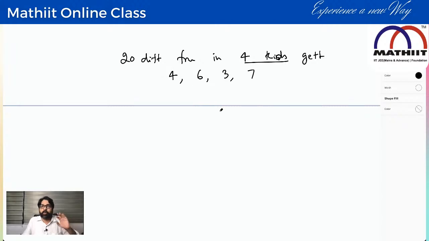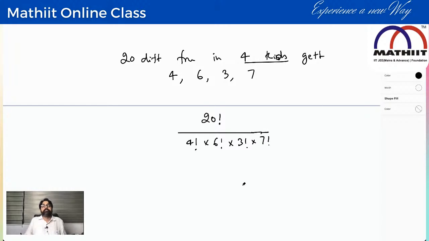So what will I say? First thing, grouping anyhow you have to do. So let's do grouping first, means just make packets of the fruits. 20 fruits were there in one bag. I make 4 packets. In how many ways can I make 4 packets so that one packet contains 4, another packet contains 6, another packet contains 3, and another packet contains 7? So we'll say 20 factorial divided by first group number of objects factorial, into second group number of objects factorial, into third group number of objects factorial, into fourth group number of objects factorial. But this is just the packets we made. These packets have to be placed with the kids.